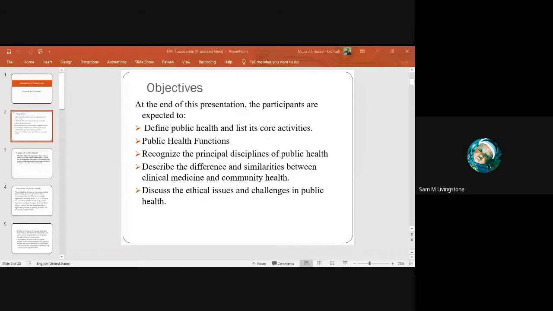Recognizing the principal disciplines in public health. What are those fields or streams that people can do to be in public health? Describe the difference and similarity between clinical medicine versus public or community health. Discuss some ethical issues in public health, from social, from the lifestyle, from the religious belief to the political aspect. We will be looking at them through all this presentation. Next.